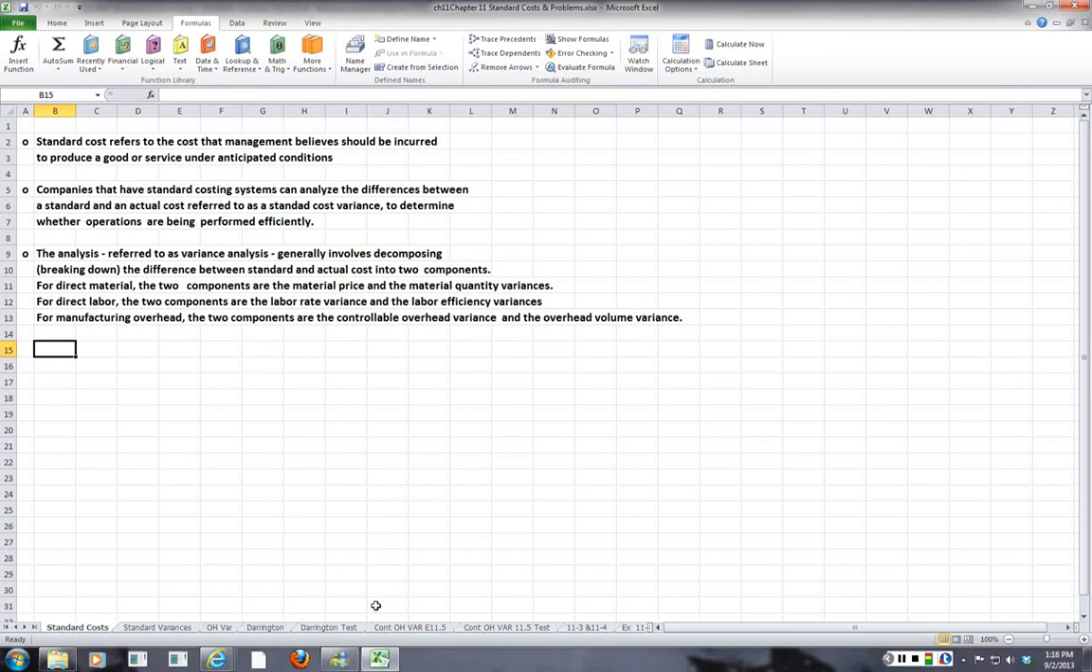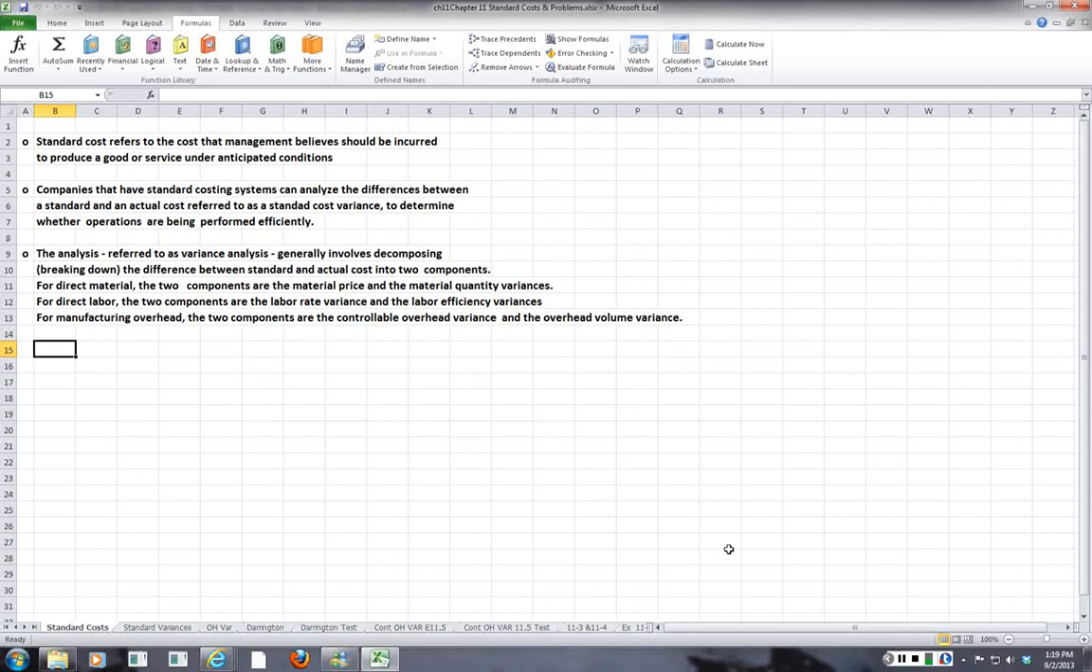This is in the new text that I'm going to take, which is a general approach, and it goes all the way from page 412 through, let's see, 424 here, if you got your text. First of all, as it shows on the screen, the standard cost refers to the cost that management believes should be incurred to produce a good or service under anticipated conditions.